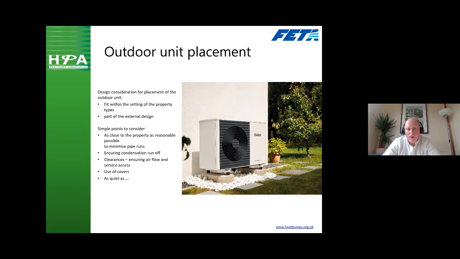Ensuring that the condensation has somewhere to run off as well, so you don't get an ice block forming underneath the air to water heat pump unit. Clearances for airflow and service access, and the use of covers. If you want to cover the unit for whatever reason, you can do that. You just need to ensure that the airflow is suitable for the unit. And there's always a little bit of worry around noise, but for context, most modern air to water heat pumps now are as quiet or quieter than a boiler flue, and I don't think that we've had any complaints about the noise of boiler flues. So just to give you some idea of context.